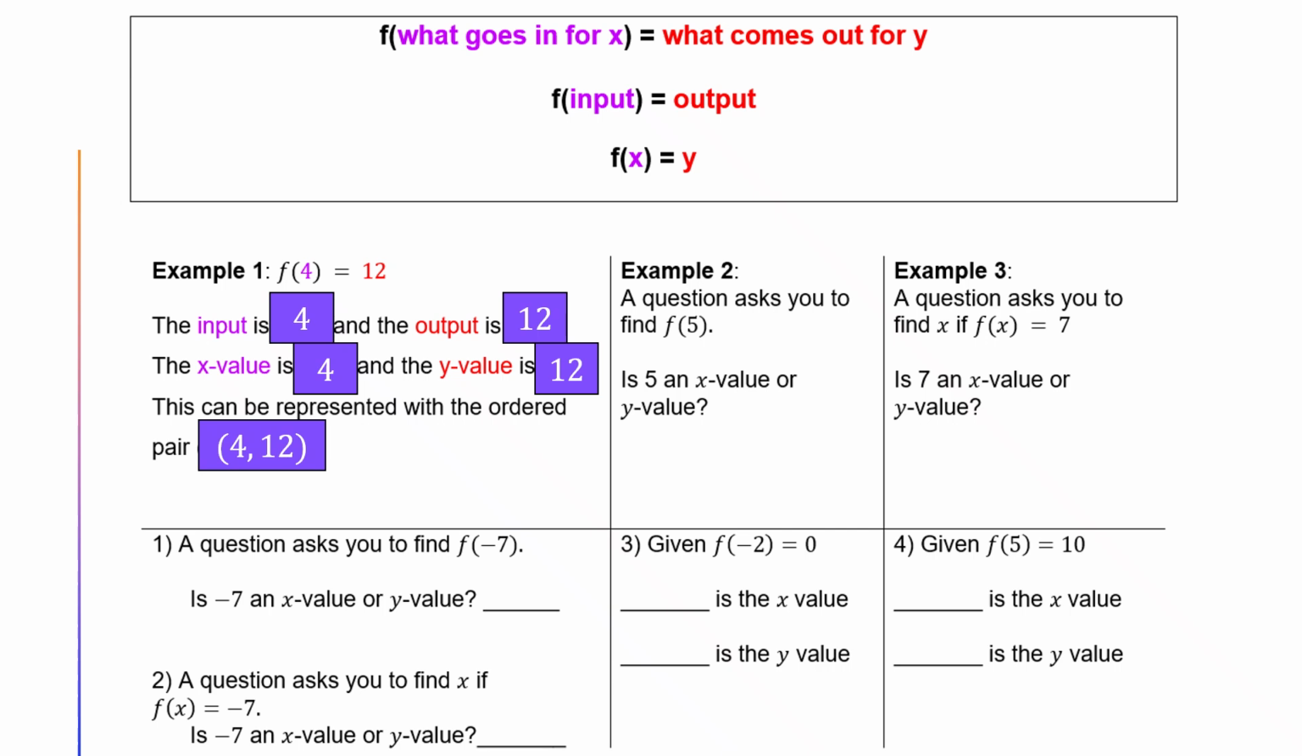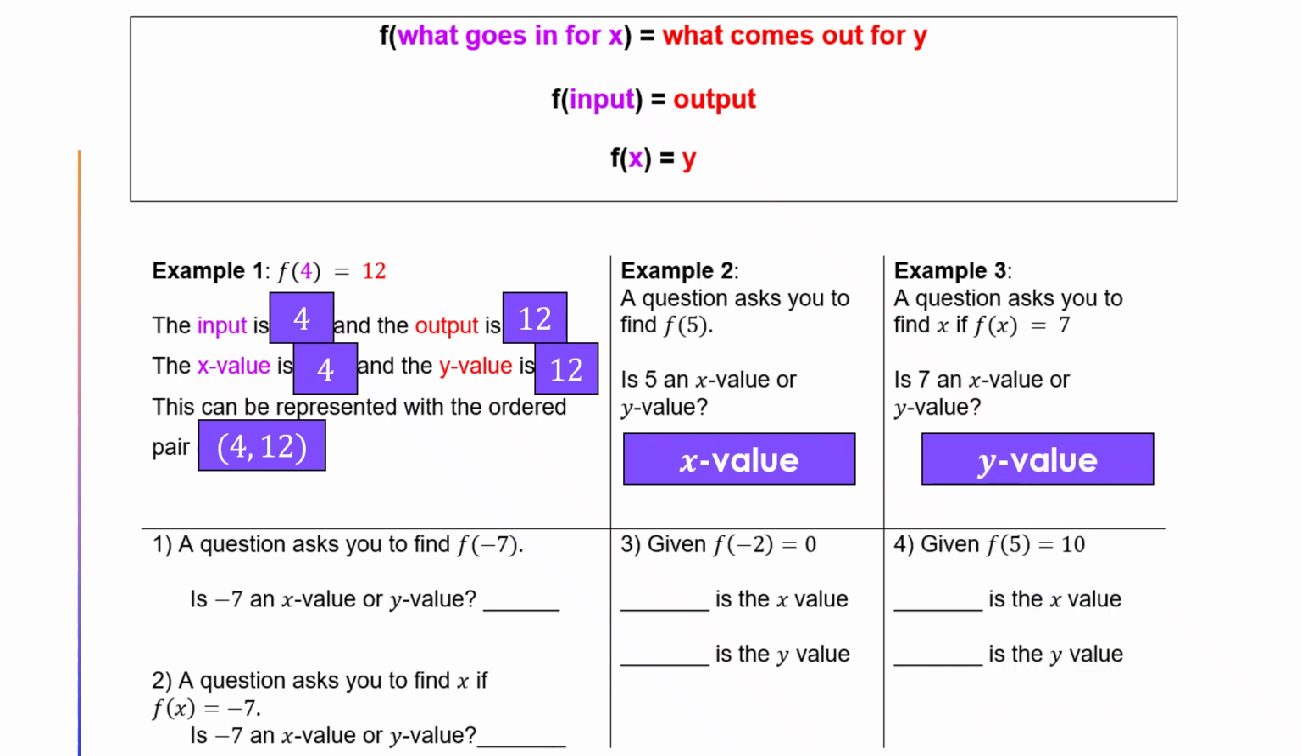This is really just some practice using the notation because I don't want you to be scared of that notation. In example 2, a question asks you to find f of 5. So is 5 an x value or a y value? You'll notice that 5 is inside of the parentheses here. So that is technically an x value. And then in example 3, it says a question asks you to find x if f of x equals 7. Well, remember, f of x is just a fancy form of y. So that's another way of saying y equals 7. So is 7 an x value or a y value? It's a y value.